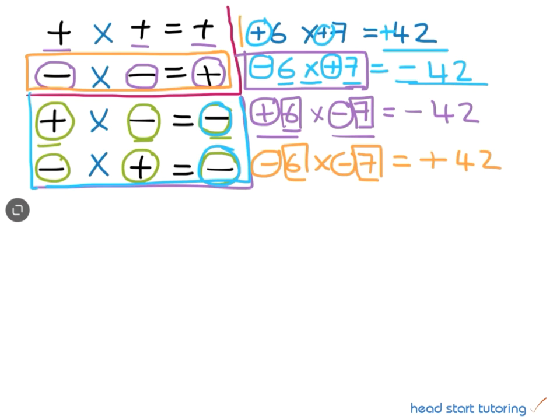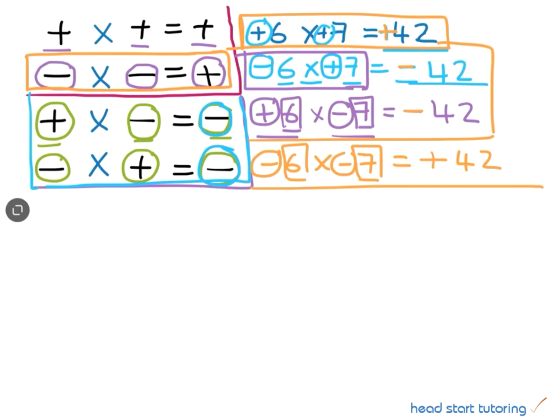So as you can see, when our signs were the same, we ended up with a positive answer. And when our signs were different, like in these two cases, we ended up with negative answers. And I hope you notice that your number stays exactly the same. As long as we are using the same numbers as we did here, 6 multiplied by 7, your answer will be exactly the same. It's just your sign that will change. Right, let's have a look at some other examples.